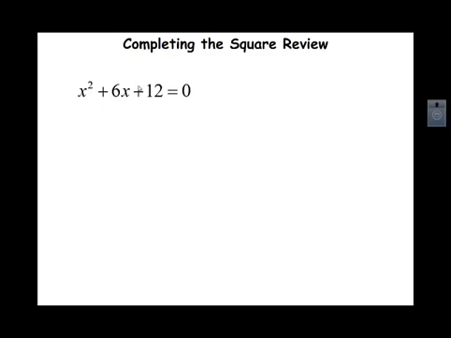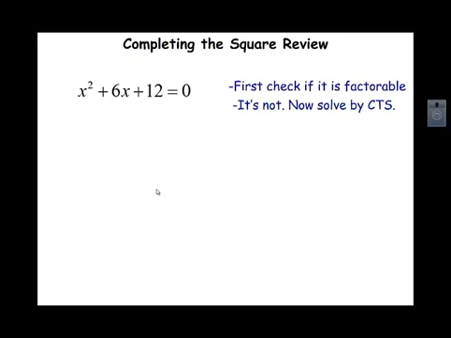Okay, so this is a quadratic. We can tell because it has one squared variable. It's set equal to 0. So what we're first going to do is see if anything's factorable. Nothing is factorable. There's not a common factor in all three terms. So what we're going to do now is solve by using CTS, which is completing the square.